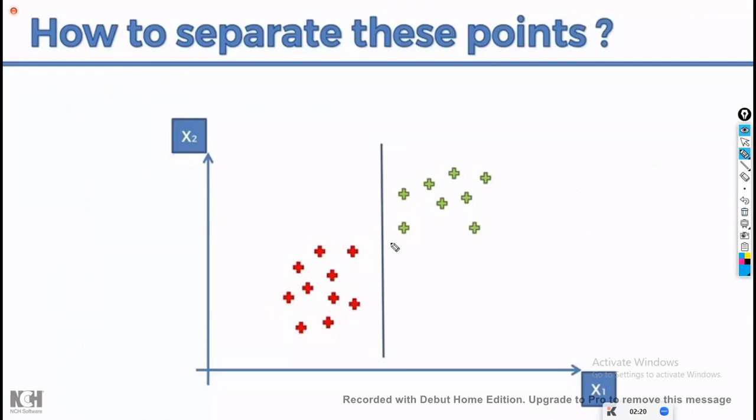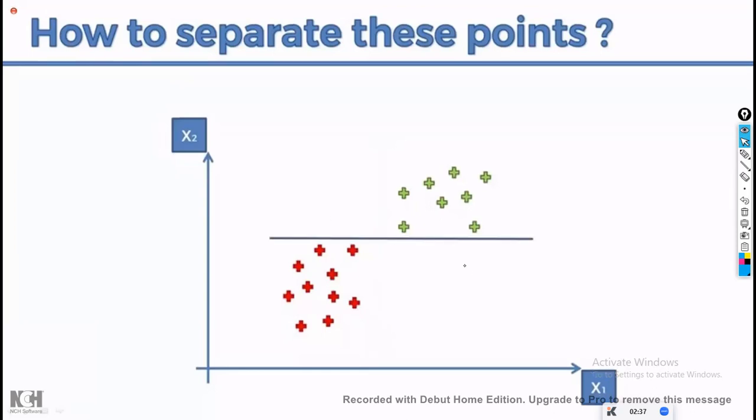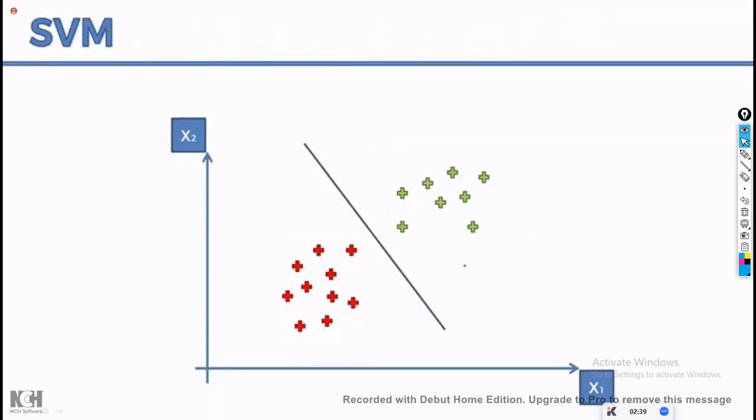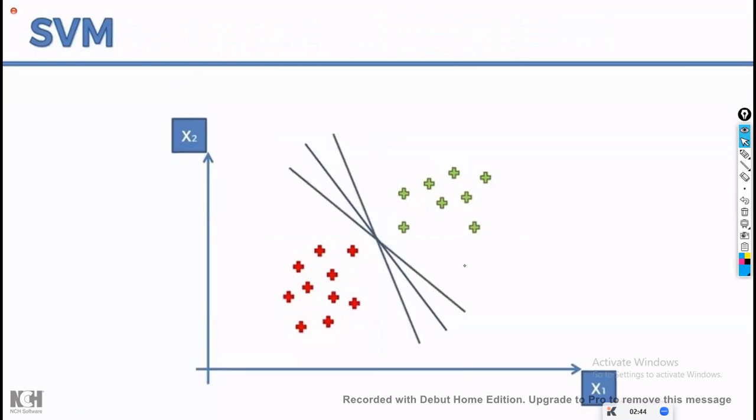Now, by using a linear line, it is going to separate the data points. If you observe this scatter plot, it is going to draw a linear line and separate the data. You can draw a line like this, or like this, or like this. So how many such lines are there? Infinite lines are possible, infinite line options are there.